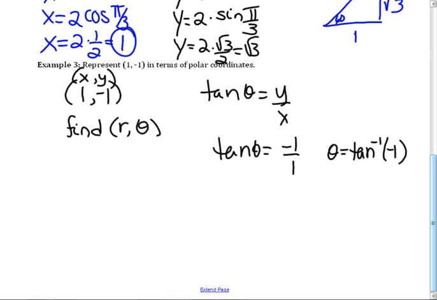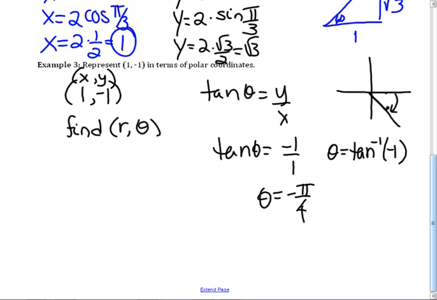Let's graph the point. It's 1 and it's -1, because they've got to be the same. 45 degrees. Negative 45 degrees, because remember, we restricted our inverse tangent to be first or fourth quadrant. So theta is equal to -pi/4.